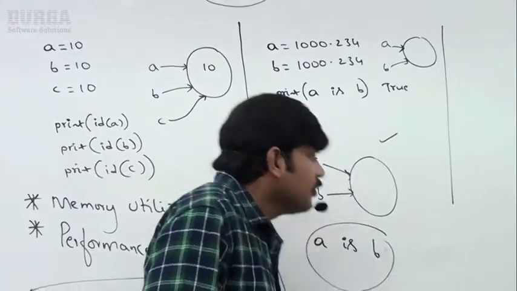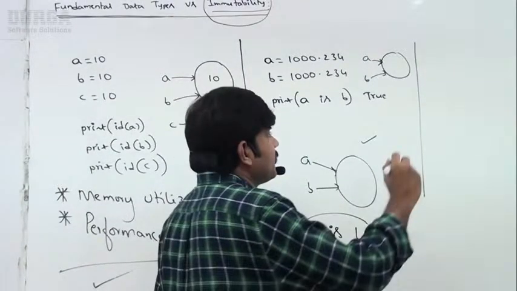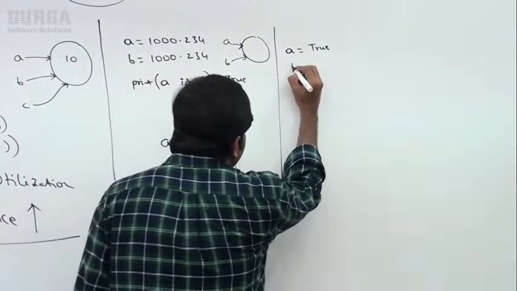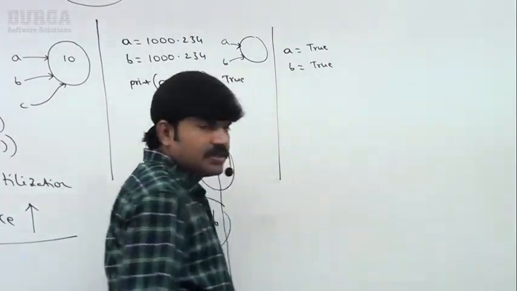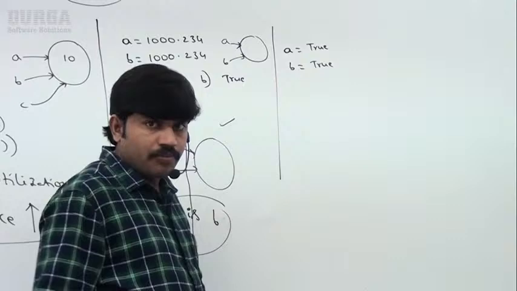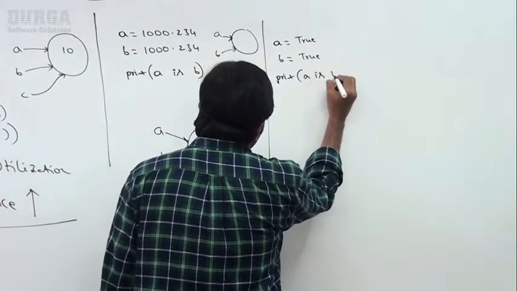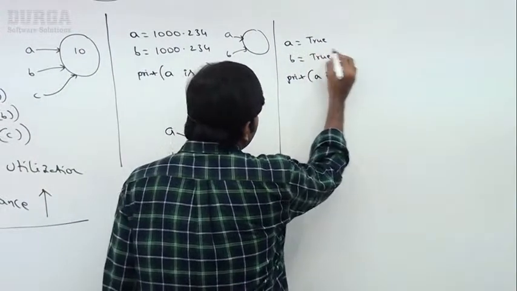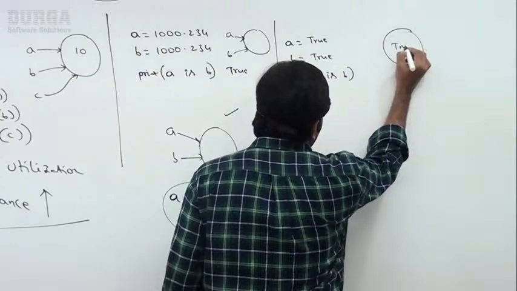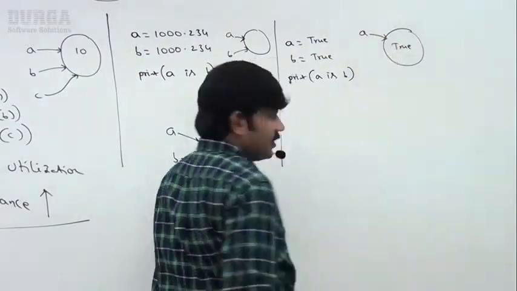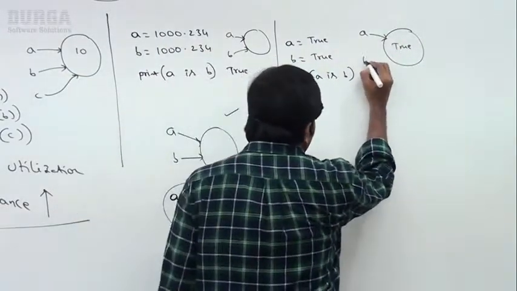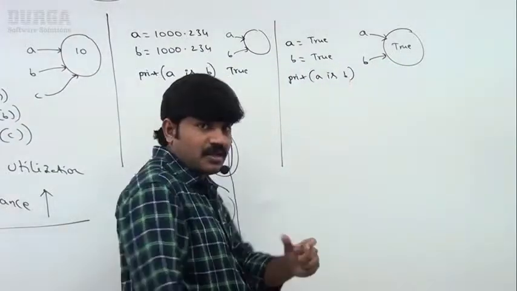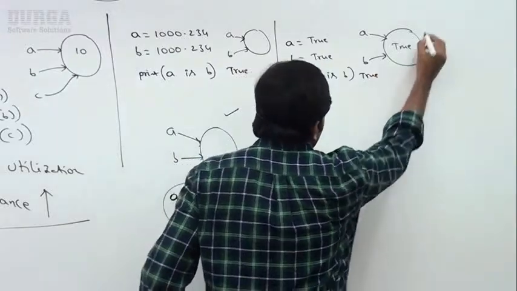Let me cross check for the Boolean case. A = True, B = True. Print of A is B. Sir, what will happen in this case? True itself is an object in Python. A is pointed to that, and B is also pointed to the same object. Both are pointing to the same object or not? What answer are we going to get? True itself is the answer.